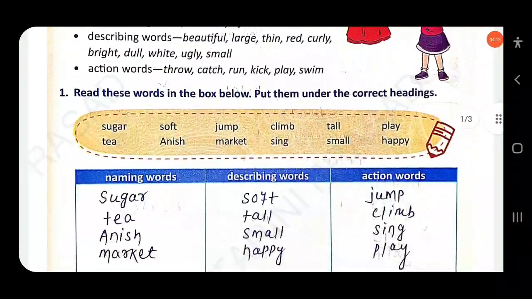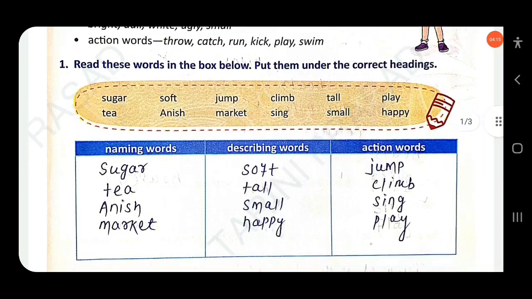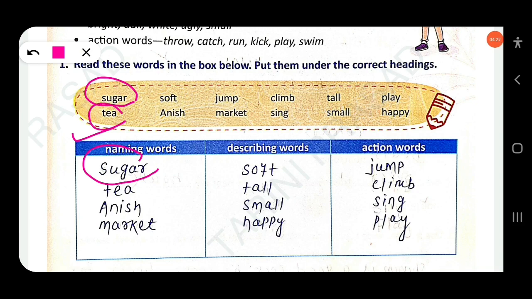so here read these words in the box below, put them under the correct headings. So here sugar. Sugar, it is a naming word. So you have to write sugar in this column. Okay, then tea. Tea, this is the name. Okay, naming word. So you have to write it in this column, naming words. Then soft. Okay, soft, describing words. So you have to write soft in the describing words column. The next Anis. Anis is the name of a boy. Here A is in capital letter. This is a proper noun. So you have to write it here in naming words.